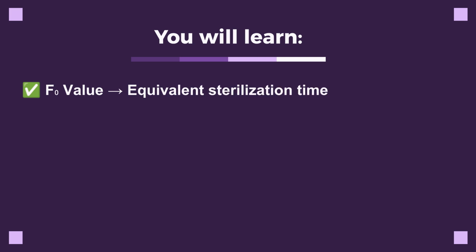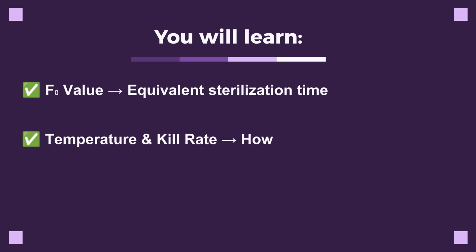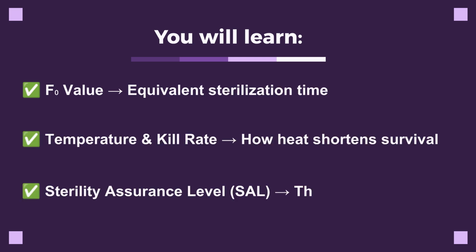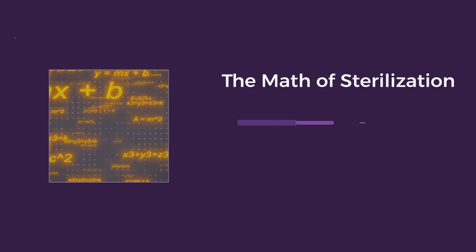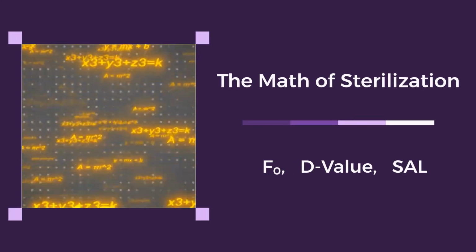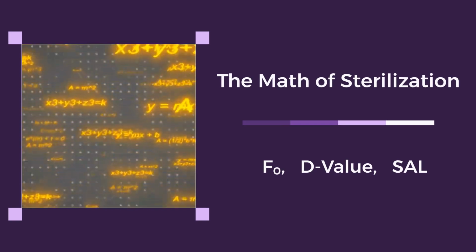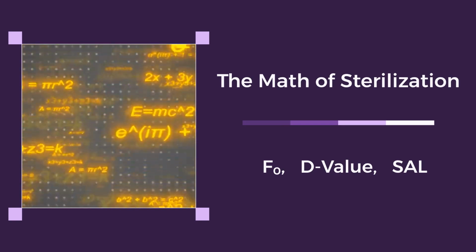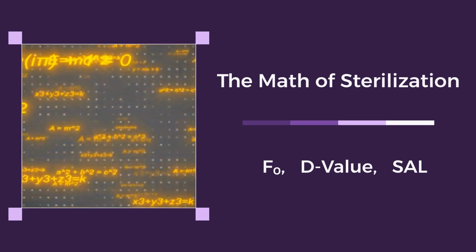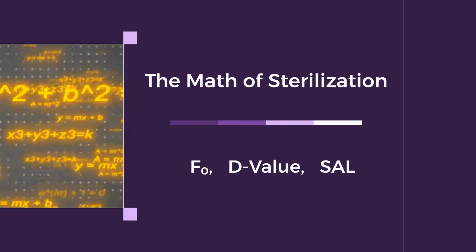You'll learn what an F0 value is, how temperature changes kill time, and what a 1 in a million survival really means: F-naught, Z value, and sterility assurance level. These aren't abstract theories. They're the math that separates a validated sterilization cycle from a dangerous gamble. Let's decode the numbers that guarantee a kill.